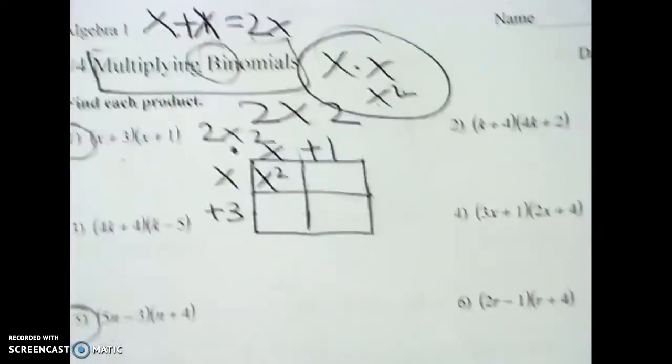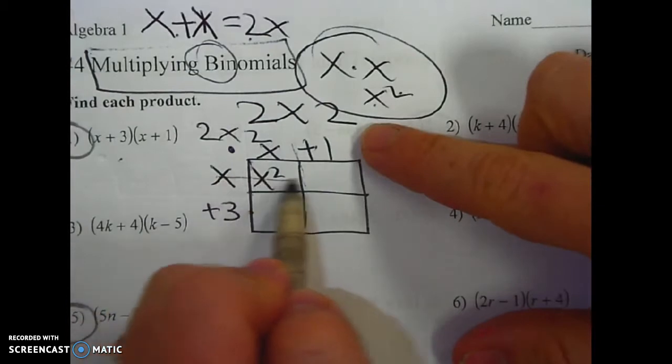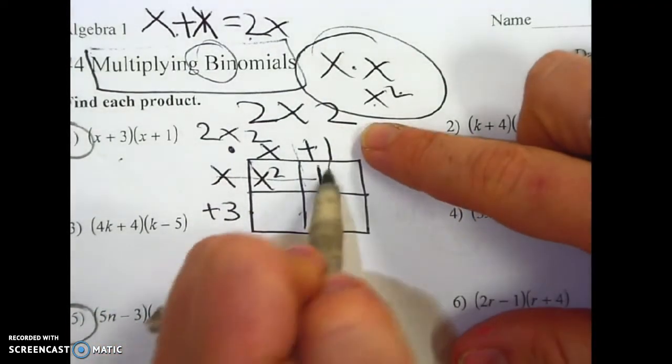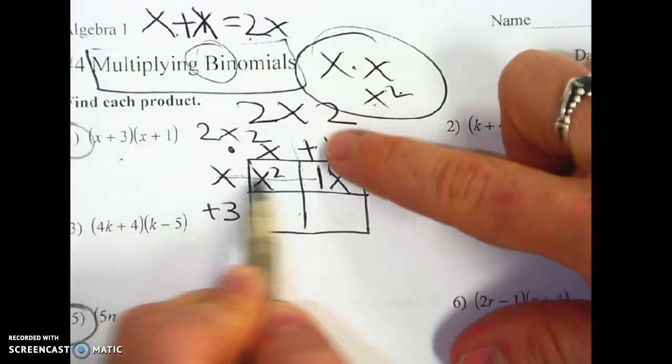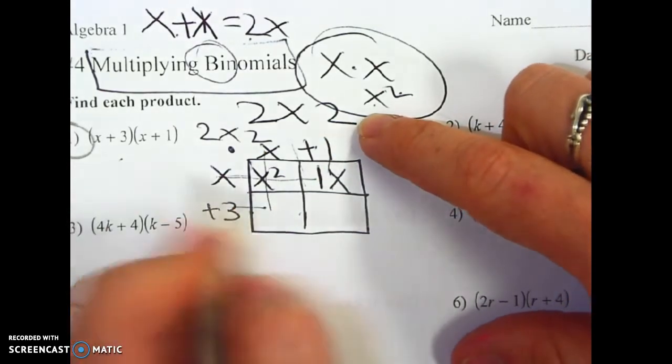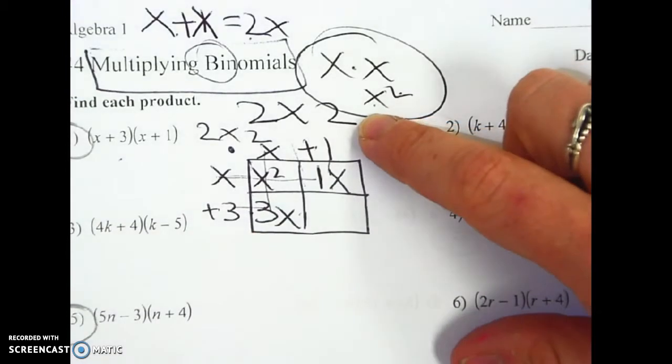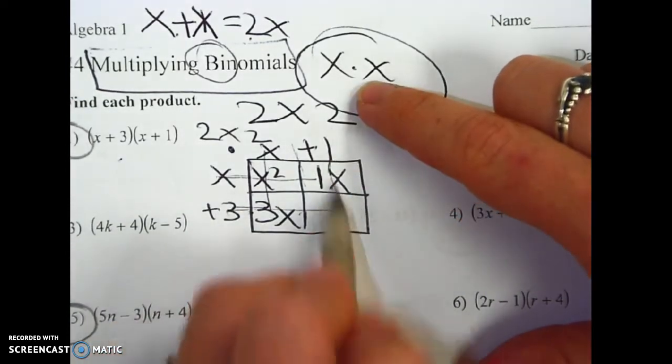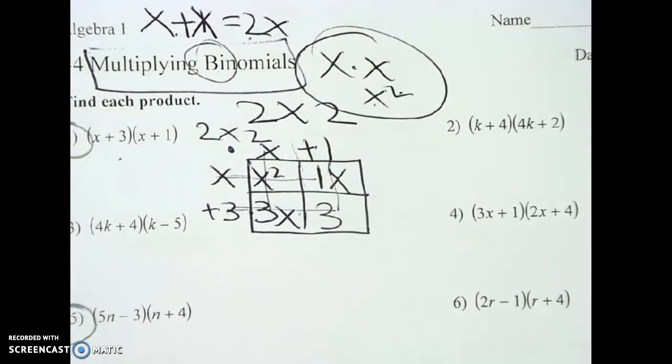Okay? So now what I'm going to do is go x times 1, which is 1x. Notice how I went across. And now I'm going to go x times 3 is 3x. And then I'm going to go 3 times 1, which is 3.